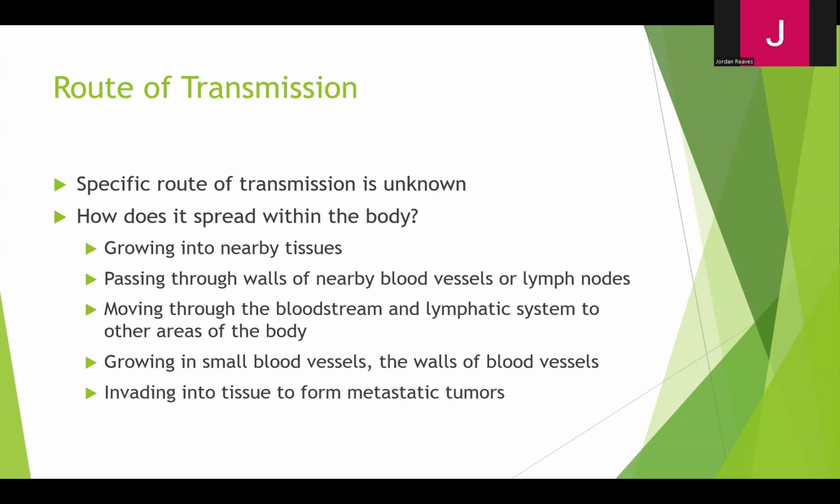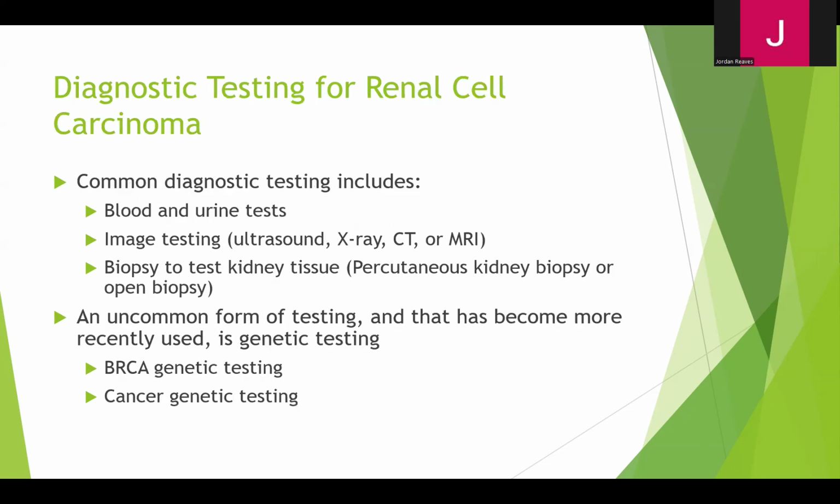So it grows in nearby tissues, passes through the walls of nearby blood vessels or lymph nodes, and moves through the bloodstream and lymphatic system to other areas of the body. Once it moves to other areas of the body, that's when it becomes metastatic stage 4. Renal cell carcinoma grows in small blood vessels and then the walls of those blood vessels. And then stage 4 is once it's invading in the tissue to form metastatic tumors. So that's when it becomes really serious and your survival rates are much lower.